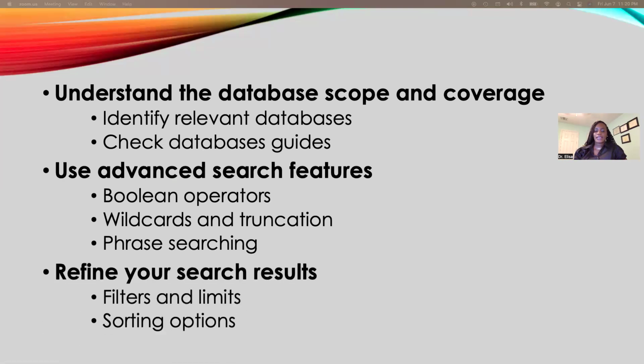Next, the tip is for you to refine your search results. So you want to use your filters and your limits. Apply filters such as publication date, the document type, for example, journal articles, conference papers, etc., the subject area, and the language that you want to get your results in to narrow down your search results. Then the sorting options: sort results by relevance, date, citations, and other criteria to prioritize the most relevant articles.